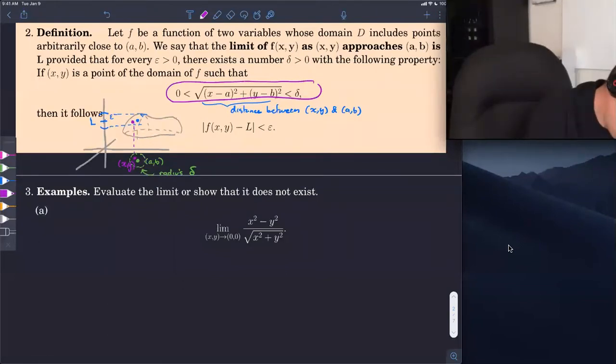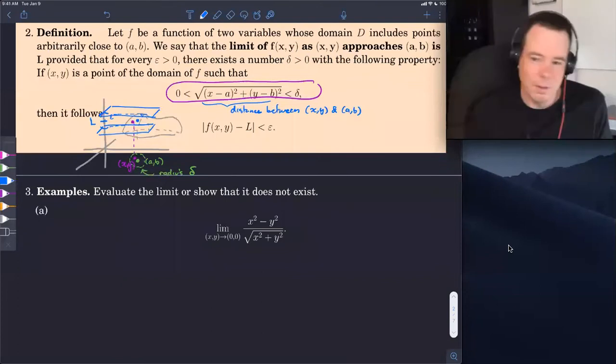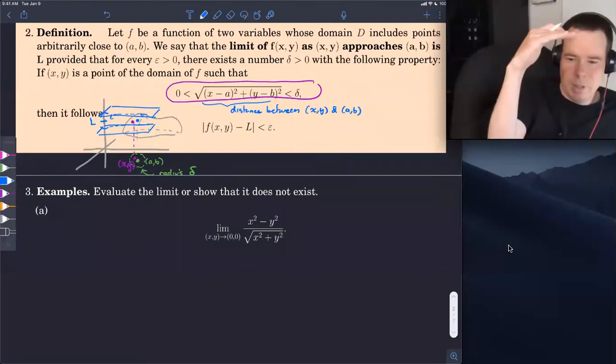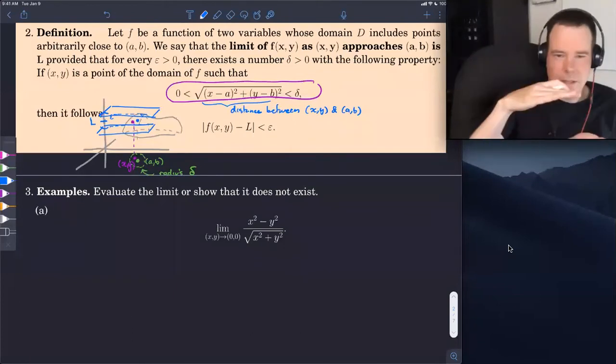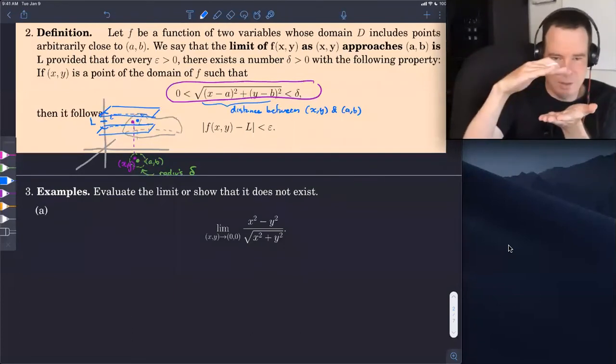I'm thinking of those as the upper and lower crusts, if you will, of my sandwich, or slices of bread of my sandwich. So if I go epsilon above L and epsilon below L, then what we have is like an epsilon sandwich.